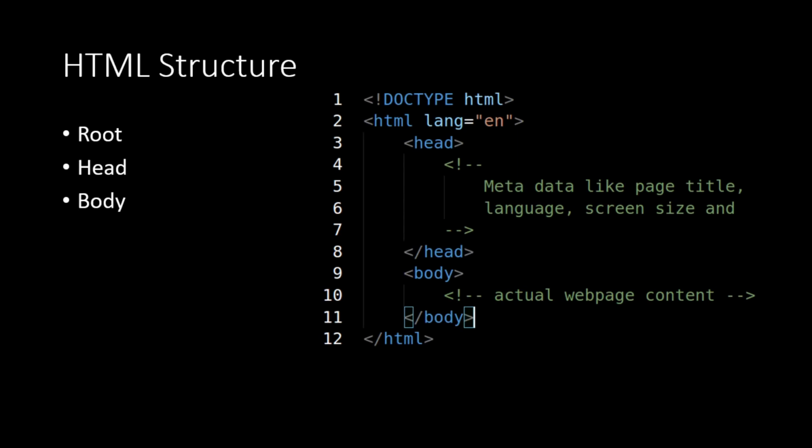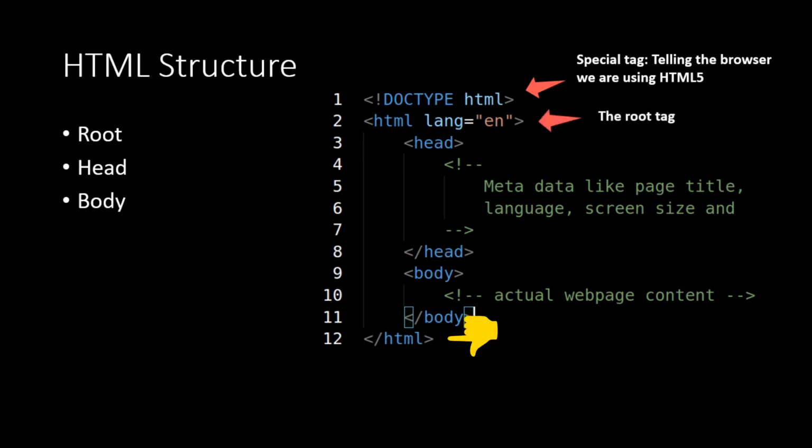The first thing to know is we create HTML elements by using angled brackets, and each element has a start tag and a close tag. Line 1 is a special HTML tag that doesn't need to be closed. It is there just to tell the browser that we're using HTML 5 instead of the other versions. Line 2 is the root tag, and it's closing on line 12. Every HTML file should contain this root tag, and it should wrap around the whole HTML document.